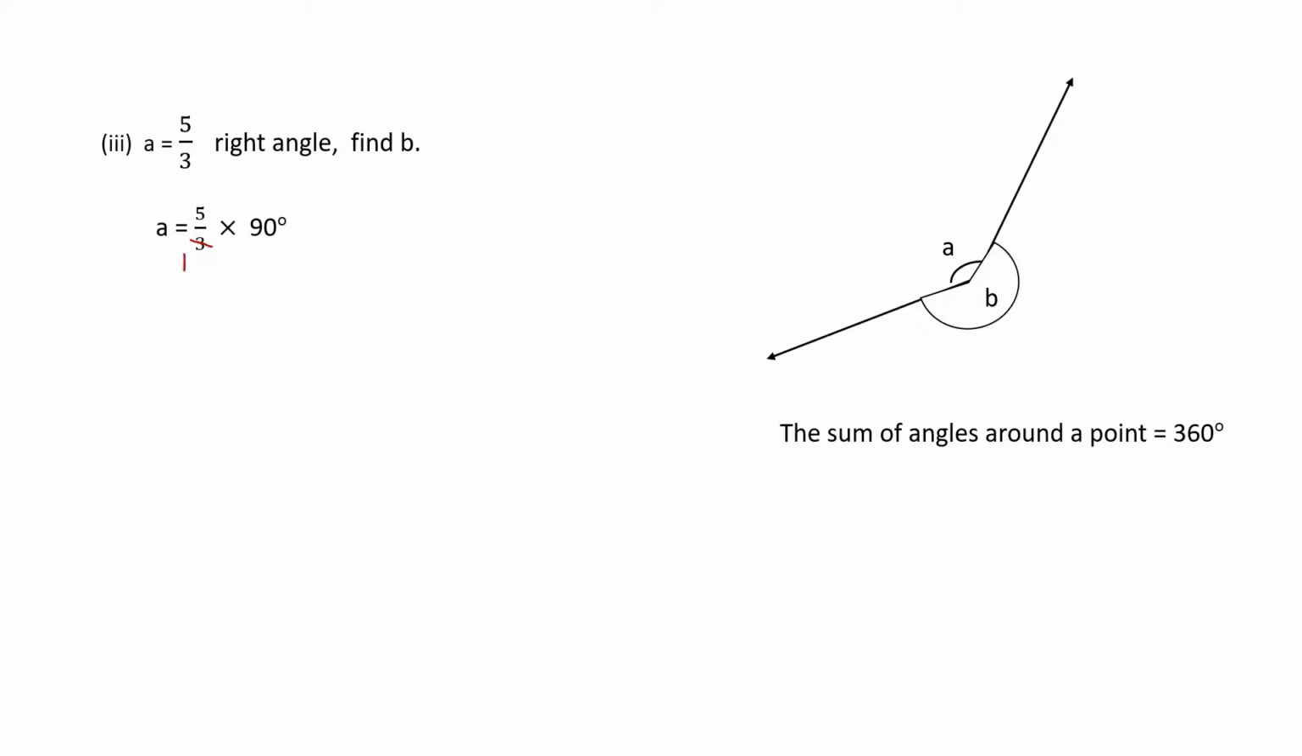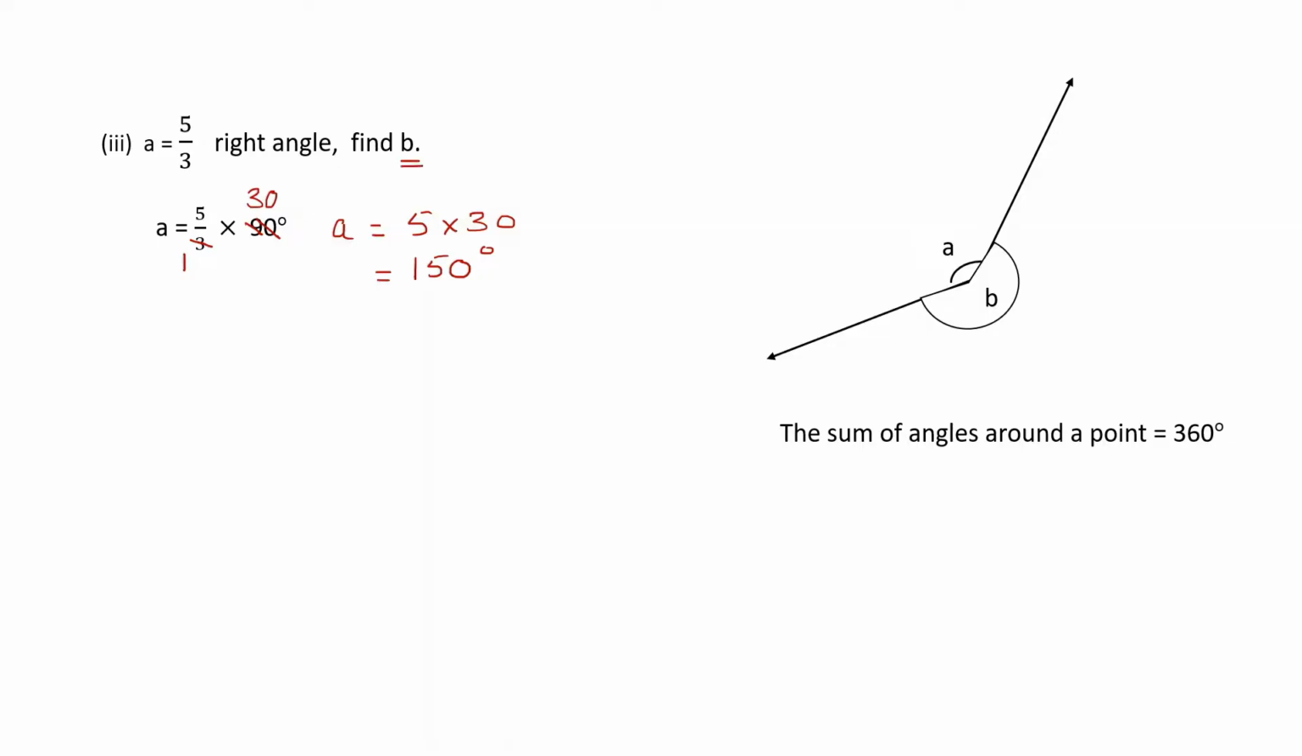3 ones are 3 and 90, 3 threes are 9 and the 0, 30. So now I've got 30 there. I can find out A. A equals 5 into 30, which is 5 threes are 15, add the 0, 150 degrees. So now we know that A is 150 degrees.